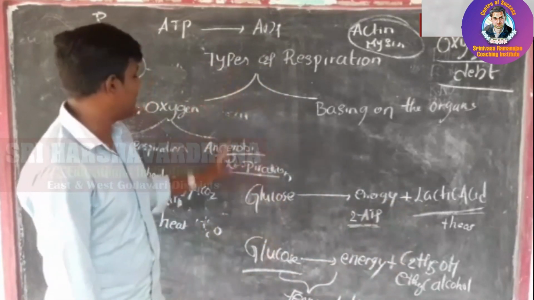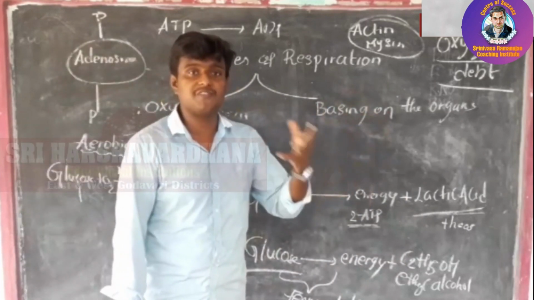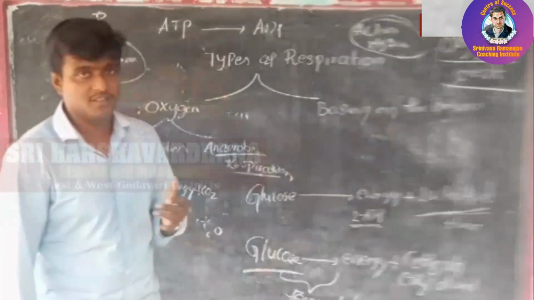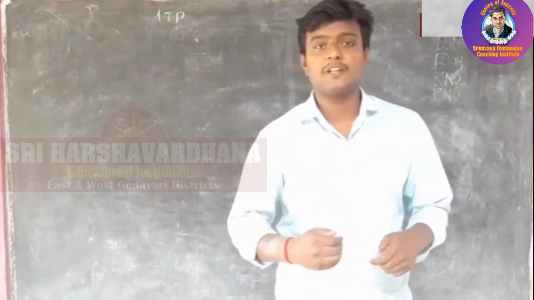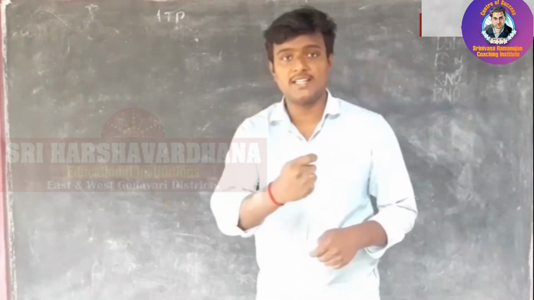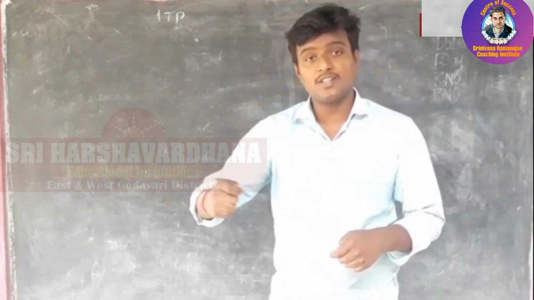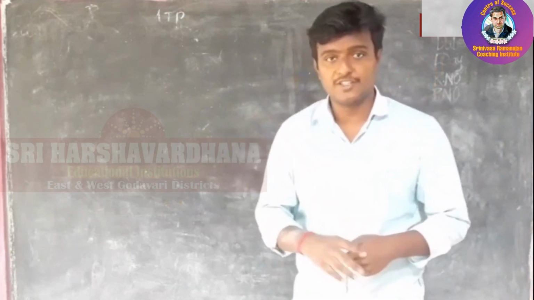So basing on oxygen availability, there are two types. Now we have to discuss what types of respiration we can see basing on the organs. Okay students, basing on oxygen availability, we classified respiration into two types: aerobic respiration and anaerobic respiration. Now let us see how respiration is classified basing on the organs.